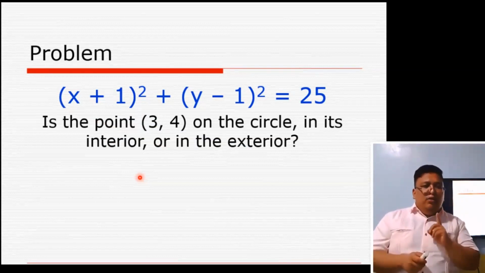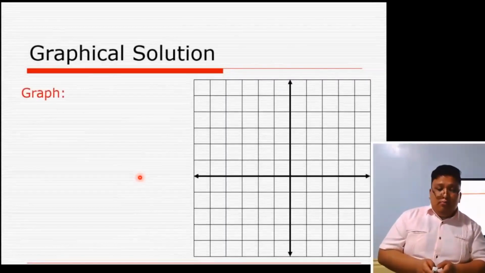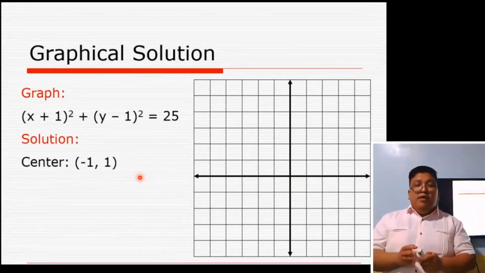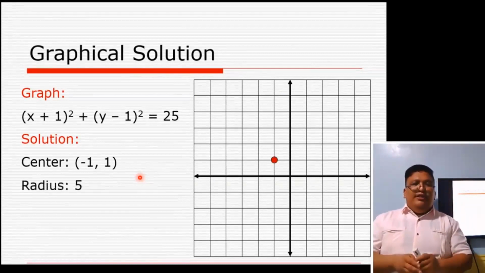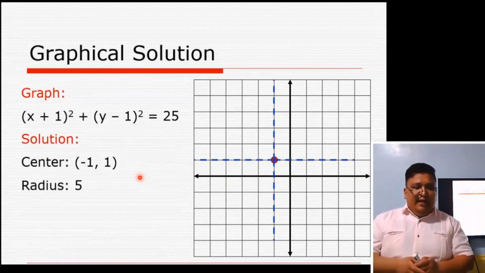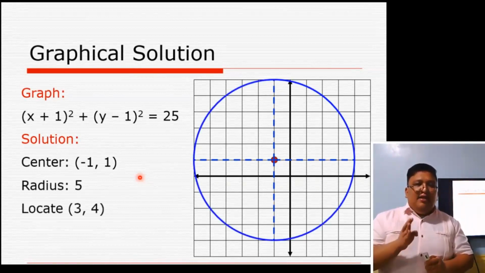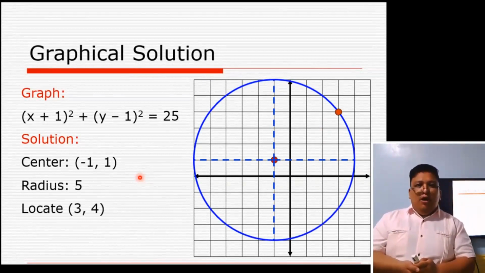So first, we need to graph the given equation. The center is (negative 1, positive 1), and our radius is of length 5. Then let us draw it. From there, let us locate (3, 4). Where is (3, 4)? There you go. There's (3, 4).